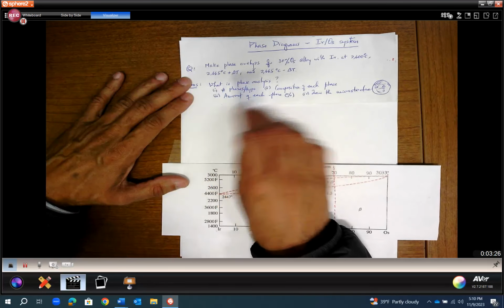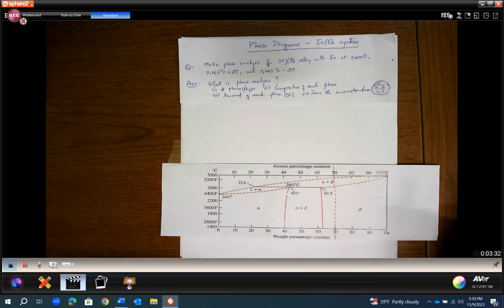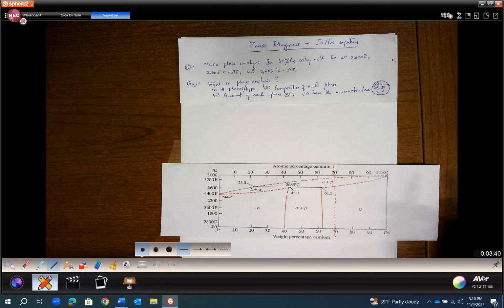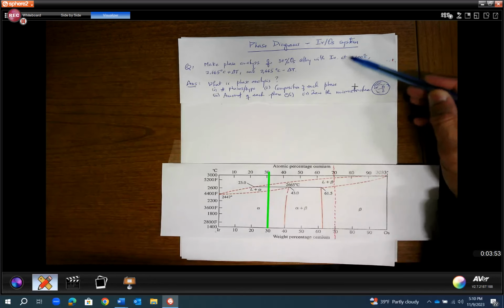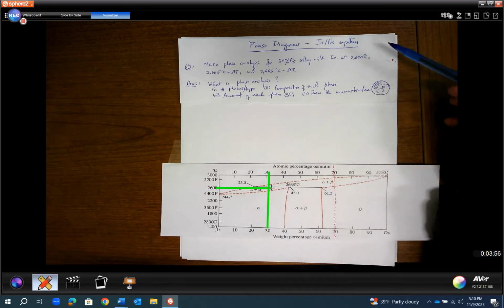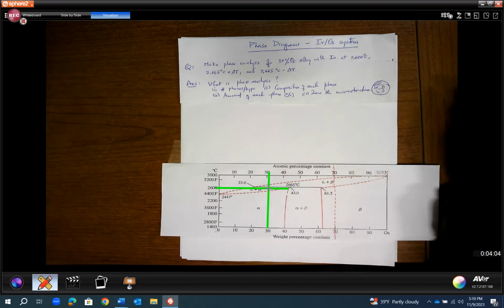What is the phase analysis at a 30% osmium alloy? So 30% is right here. Let's try to draw this, in a decent color. And that's 30%, at 2600 degrees. 2600 is here. So let's draw that intersection. You're asked to do the phase analysis at the intersection.